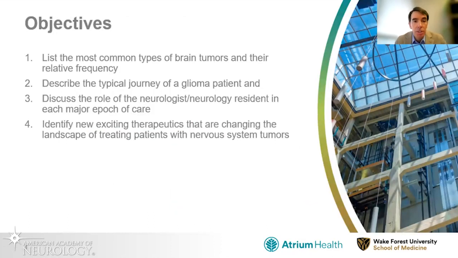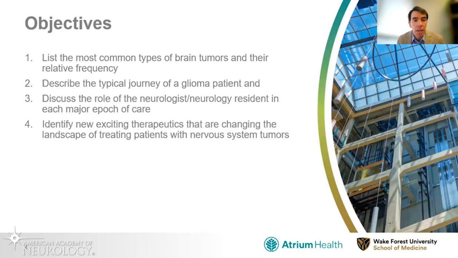So we're going to start with listing the most common brain tumors and their relative frequency. And I think that will be helpful. Things that are common are things that you as a neurology resident want to know about. So let's know about what brain tumors you're going to see and experience in patients. And then let's dive into understanding those.